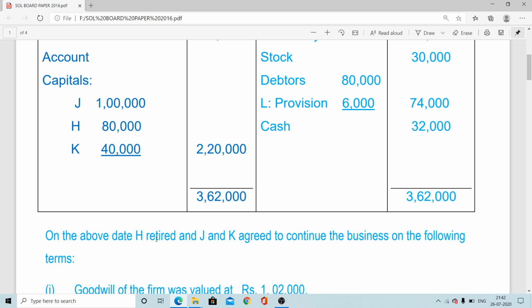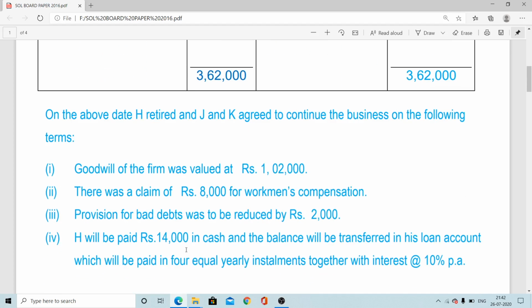Now, H is a retiring partner, and the remaining partners J and K agreed to continue the business, and other terms and conditions are as below. First term and condition: goodwill of the firm is valued at rupees 1,02,000, and we know how to deal with it in case of retirement. When total firm value of goodwill is provided, there are two steps.